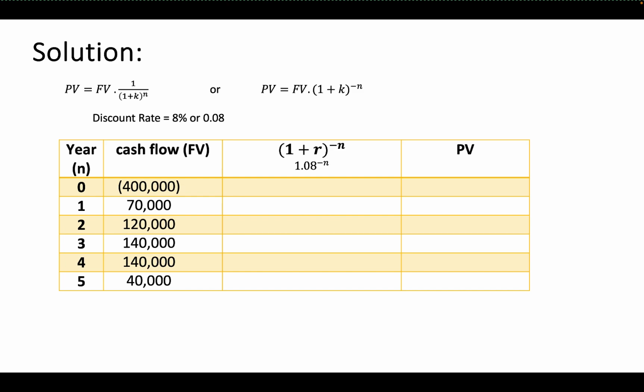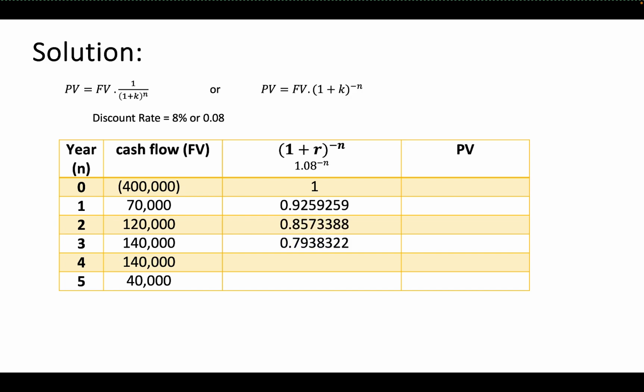So for year 0, when we put 0 here, that is 1.08 raised to the power negative 0. We know from indices that any number raised to the power 0 is equal to 1. So that will give us 1. And then for year 1, we'll have that value. And if you notice, I have increased the number of decimal places. This is so that when I multiply the future value and the 1 plus k raised to the power negative n, the value that we get for the PV should be more accurate.